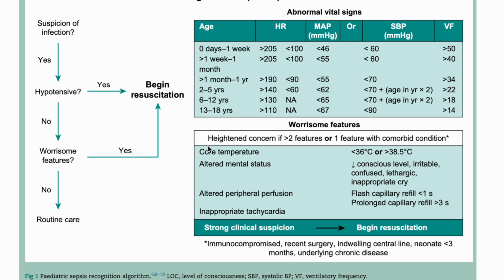Heightened concern if more than 2 features or 1 feature with comorbid condition such as immunocompromised, recent surgery, indwelling central line, neonate less than 3 months, or underlying chronic disease. Features listed include core temperature less than 36 or more than 38.5 degrees Celsius, altered mental status, altered peripheral perfusion, flash capillary refill less than 1 second, prolonged capillary refill more than 3 seconds, and presence of inappropriate tachycardia.